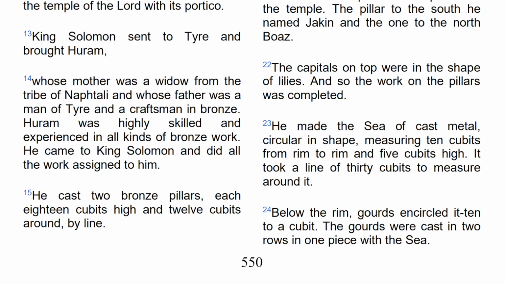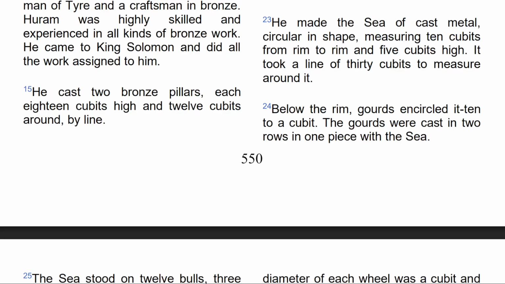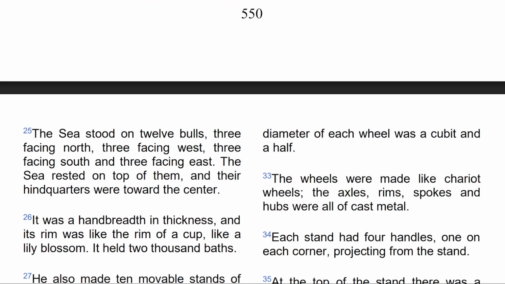He made the sea of cast metal, circular in shape, measuring 10 cubits from rim to rim and 5 cubits high. It took a line of 30 cubits to measure around it. Below the rim, gourds encircled it, 10 to a cubit. The gourds were cast in 2 rows, in one piece with the sea.